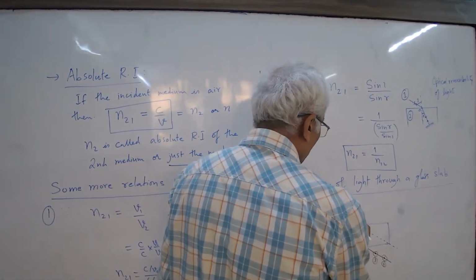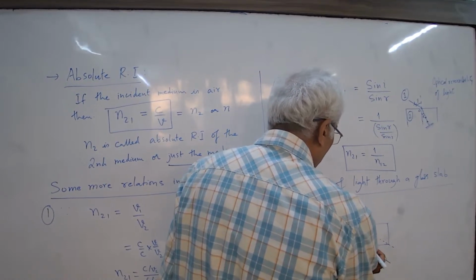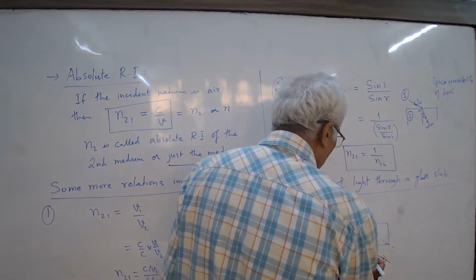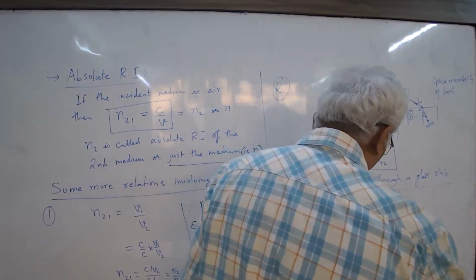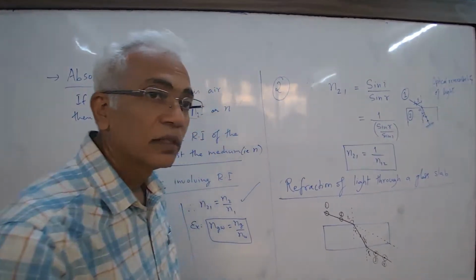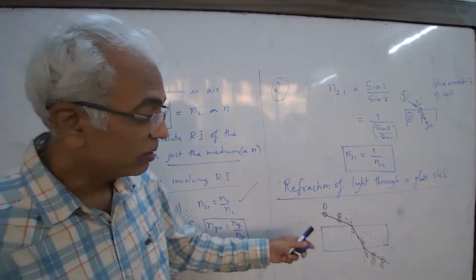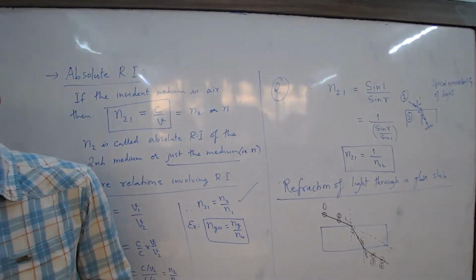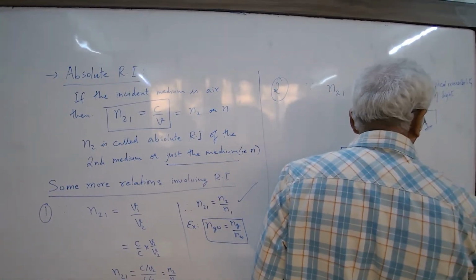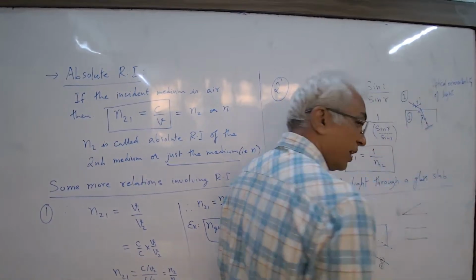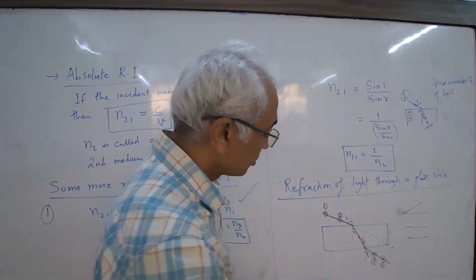So this is your I1, this is R1, this is I2, and this is R2. So what is observed is there a deviation between the incident ray and refracted ray? Yes. Deviation. Is there any angle? What is the angle between two parallel rays? So if this is the line, there is some inclination, there is an angle. If they are parallel, is there any angle? Zero, right? So there is no deviation.